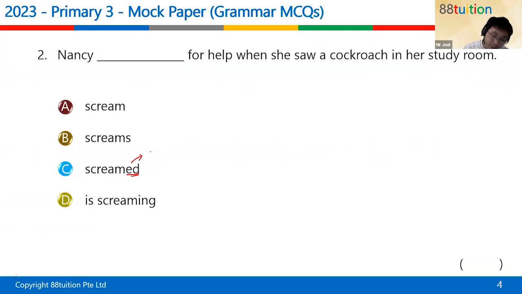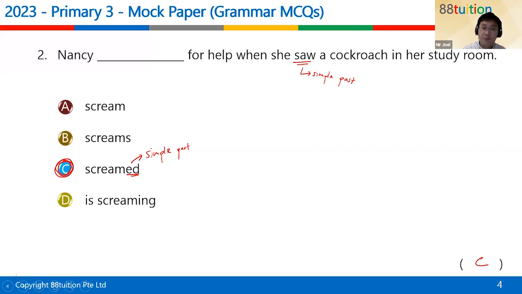So the answer here must be screamed with ed, right? Screamed is the simple past tense. Why can we use screamed here only? Because over here, it tells us saw. Saw is the simple past tense. So we know that the whole sentence is happening in the simple past form. So we need to keep it consistent. So C is the correct answer here. All right, good.